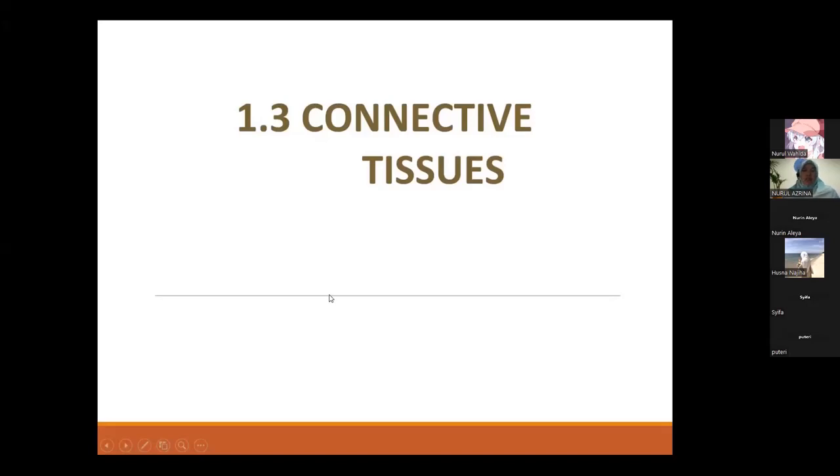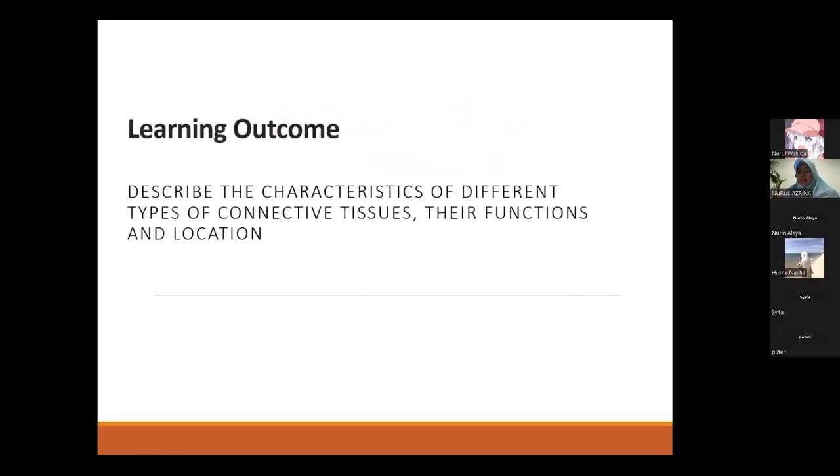So connective tissue. In Bahasa we call it tissue penghubung, right? So when we say penghubung, the purpose, the function, is to connect one tissue to another tissue. That is the main idea, okay? All right, so in connective tissue, again, the same thing, we have to learn about the different types of connective tissue, their function, and also location, okay?